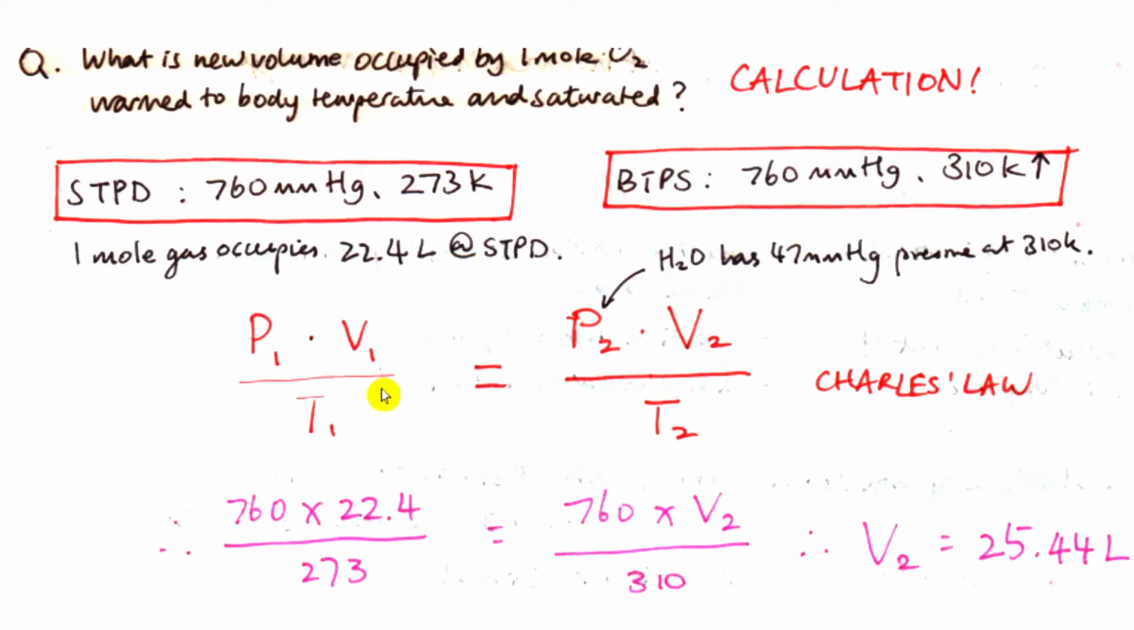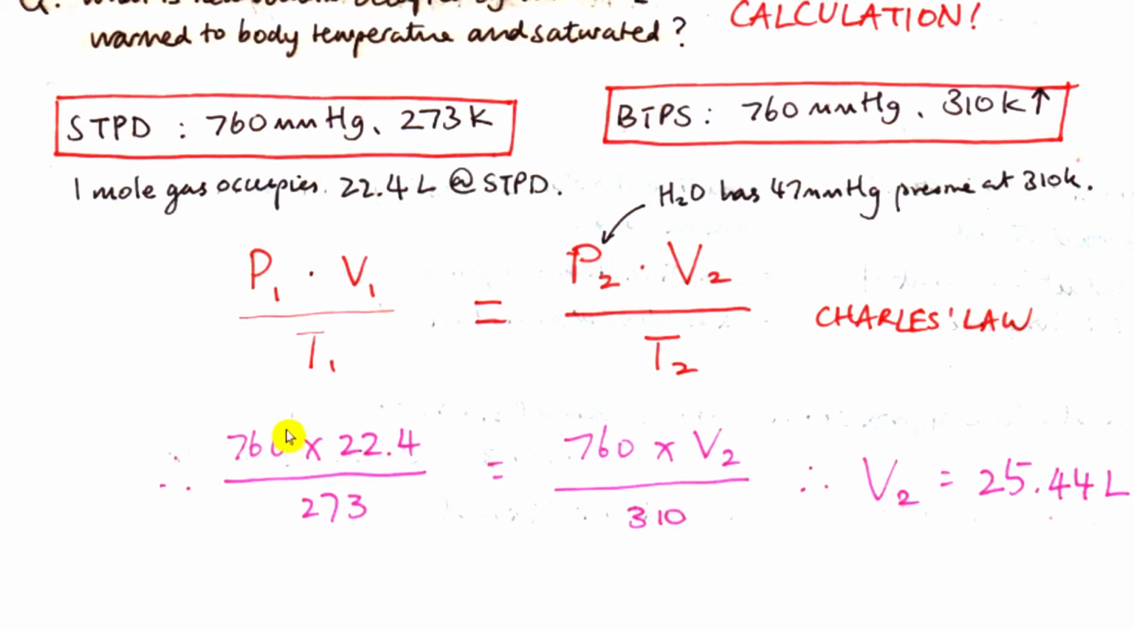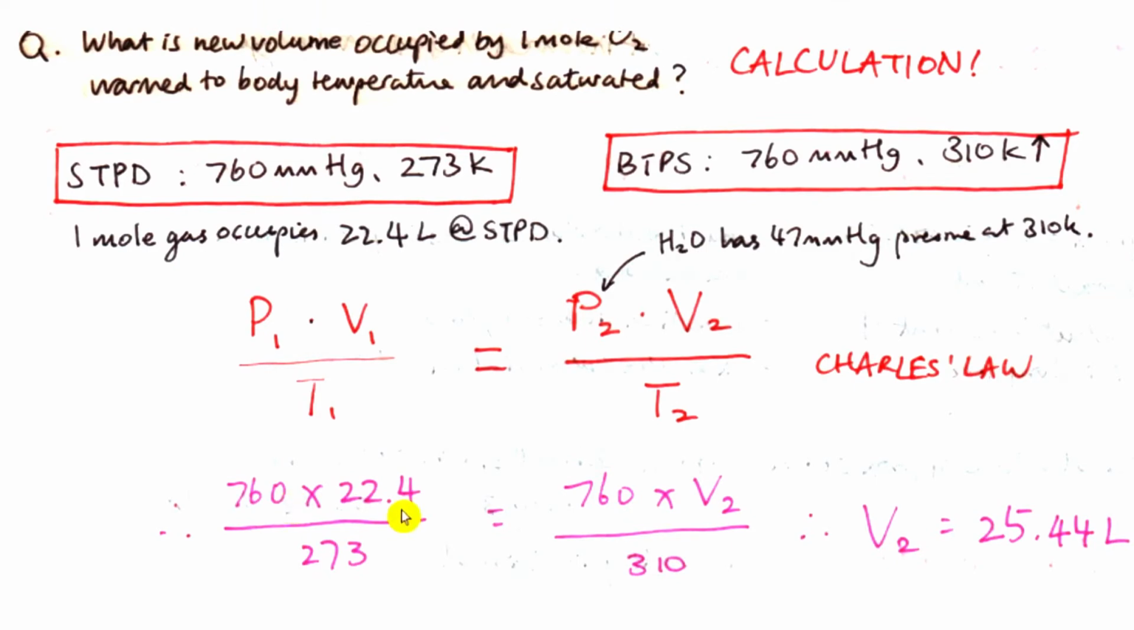And now we just plug in the numbers. So we've got P1, the pressure of gas 1, which is in this environment, so STPD. We've got 760 is the pressure, and then 22.4 litres is the volume. The temperature is 273 Kelvin, equal to the volume of the oxygen when it's warmed and saturated. So the pressure is still the same, and then the volume, we don't know that, and then the temperature is now 310 Kelvin. It's increased.